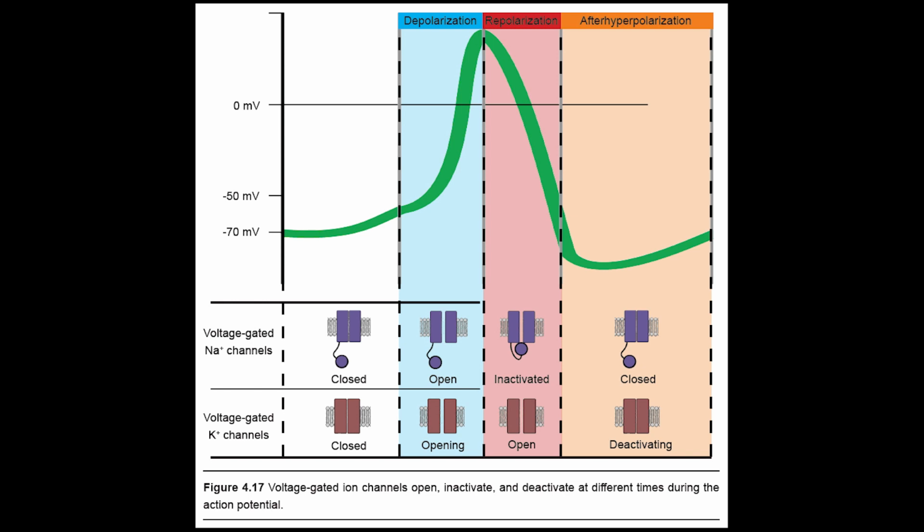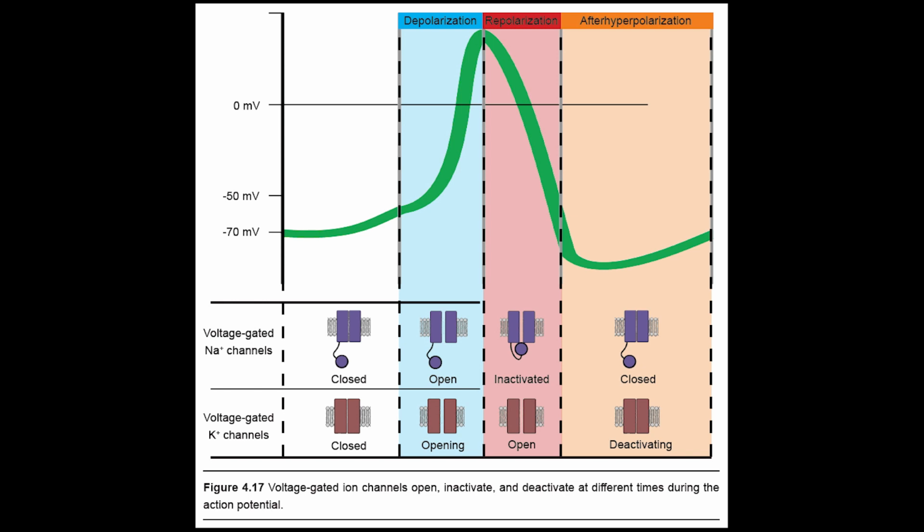During the repolarization phase, when the voltage-gated potassium channels open, the potential across the cell membrane now shifts towards the equilibrium potential for potassium, which is close to -80 millivolts.